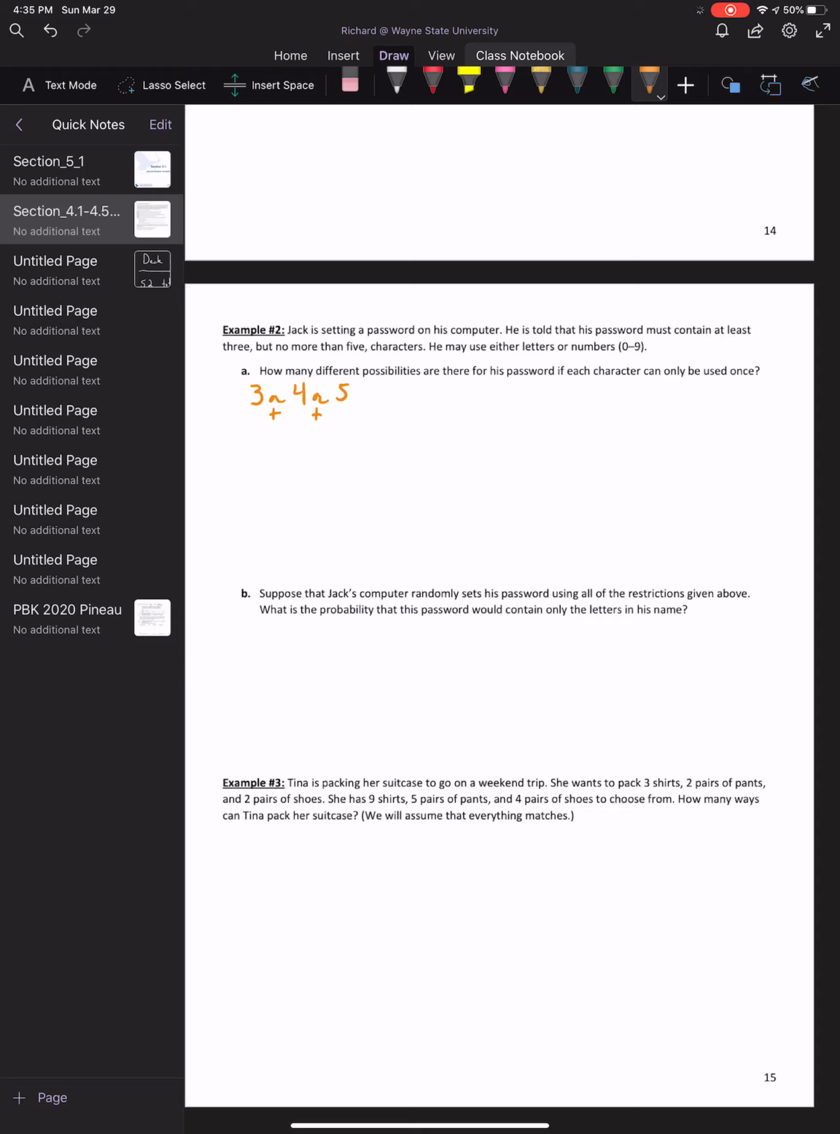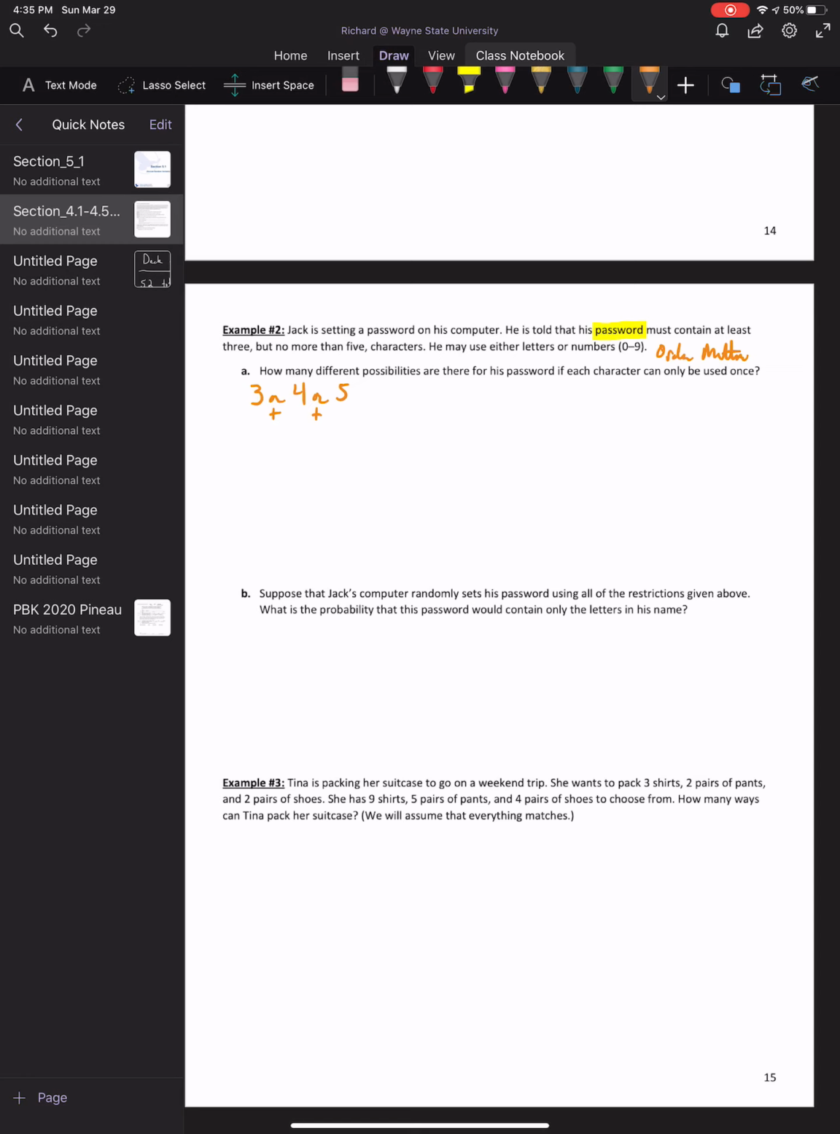Now the question is, can we use permutation or combination here? Does the order matter? Now you have to think about a password, guys. In a password, does it matter the order in which you have things arranged, your letters and your numbers? The answer is yes. And so what that tells me is that order matters here.